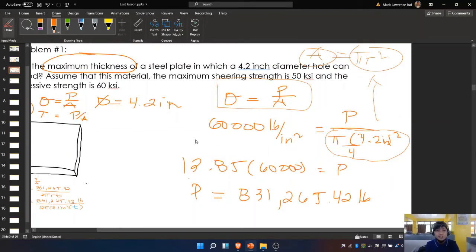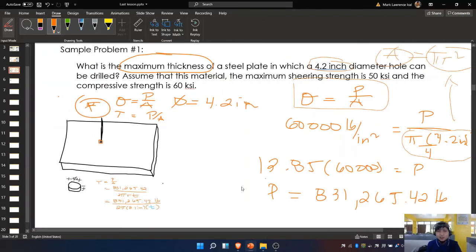So, yun yung force. Okay? Yun yung force na kailangan i-apply para magkaroon ka ng diameter na 4.2 inch na butas. Okay? Butas. Now, tapos na ba mag-solve? Hindi pa. Kasi hindi ko pa nako-compute yung maximum thickness of a steel.